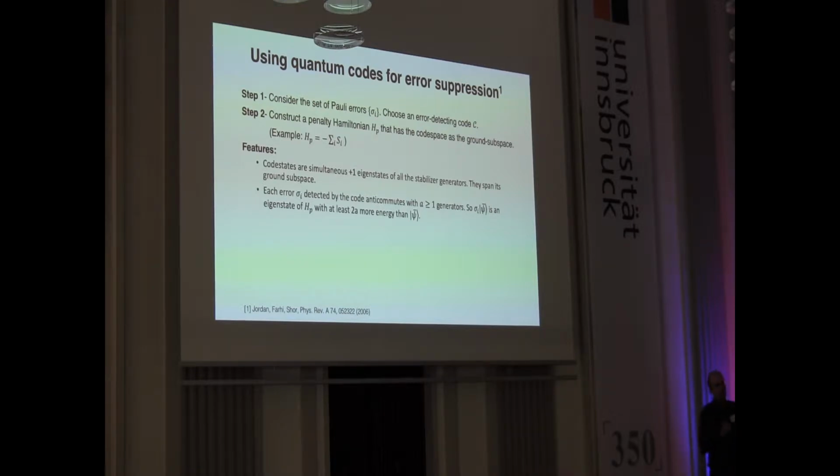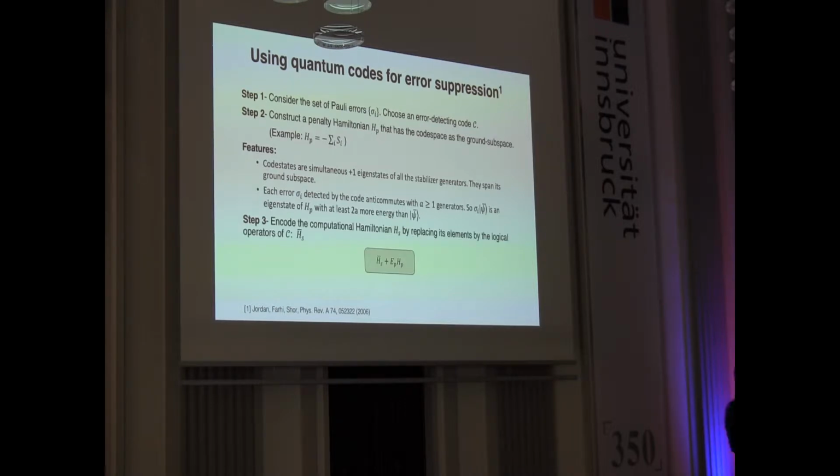So the idea is simple. I'm constructing a Hamiltonian in such a way that its ground subspace is protected against some type of error. Any error that I'm targeting would correspond to an eigenstate with extra energy, because for those who are familiar with quantum codes, at least there exists one stabilizer that anti-commutes with the error that I'm targeting. So this state would require extra energy. I will be more specific about defining the codes later in the talk, but this is the intuitive picture.